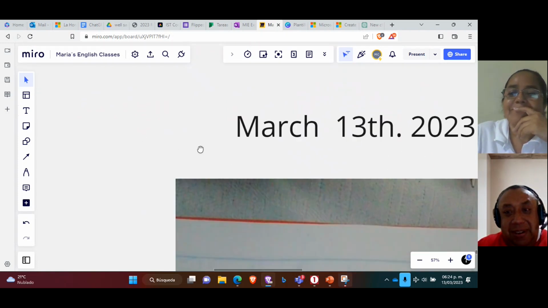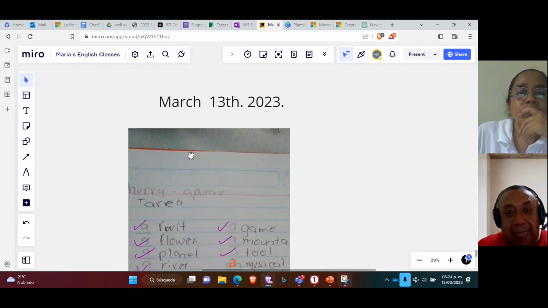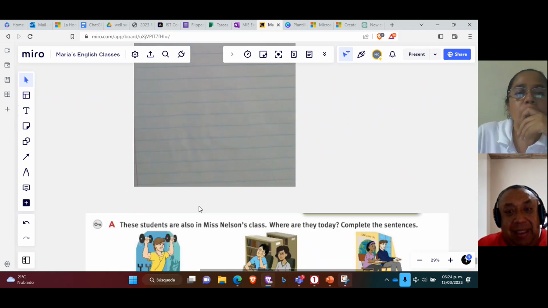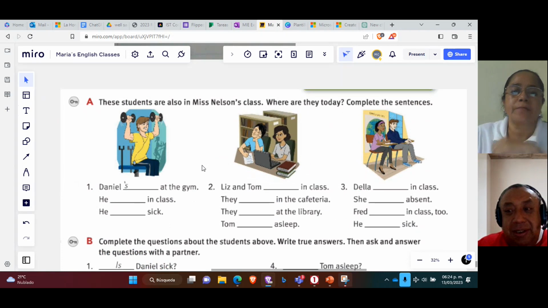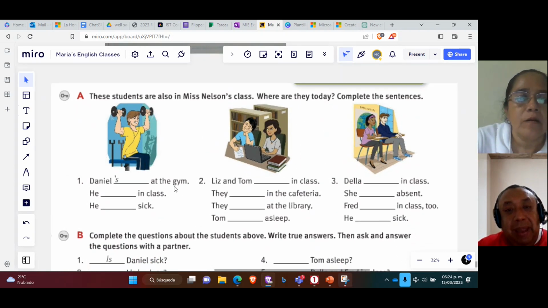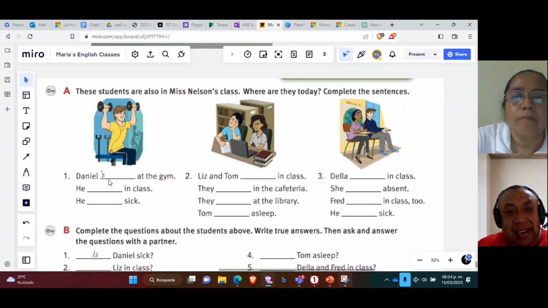Muy bien. Ya, vamos entonces ahora a regresar aquí. Okay. Vamos a practicar, Mari. Vamos a practicar el verbo ser o estar. Ya lo vimos. Vamos a repasarlo. Por ejemplo, dice Daniel's at the gym. Daniel está en el gimnasio.